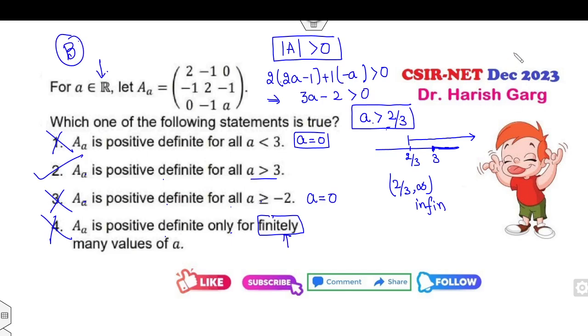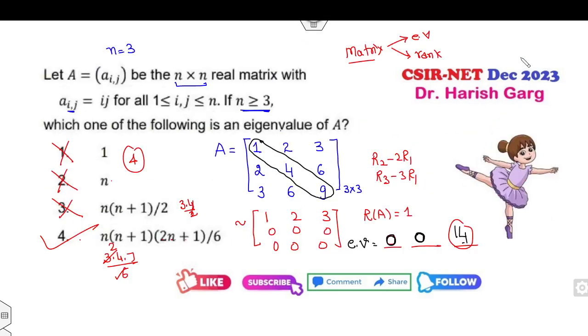You can see, students, it's 2023. This is 2023. How easy are they based on my lectures?